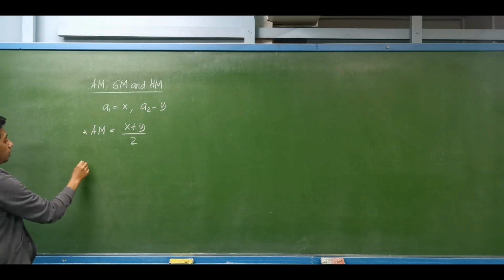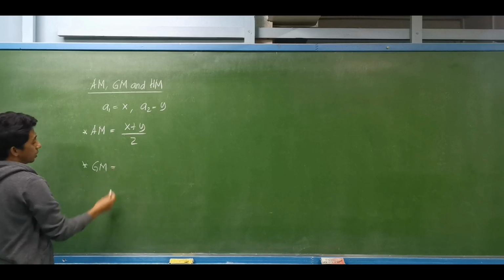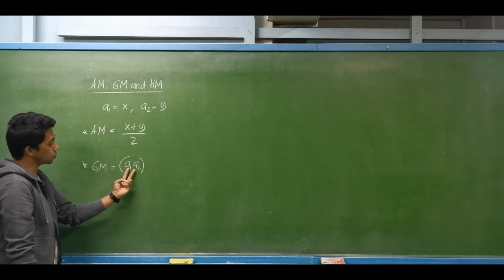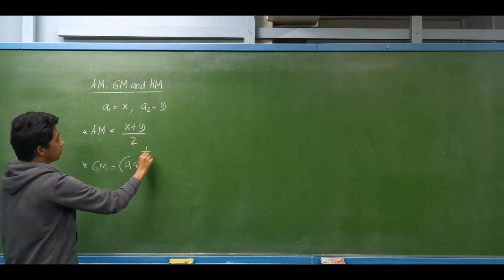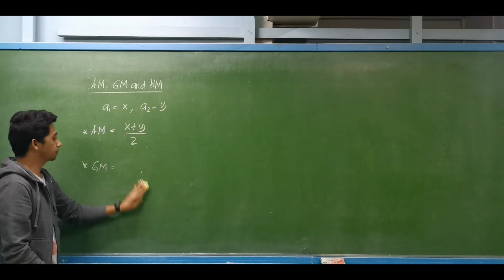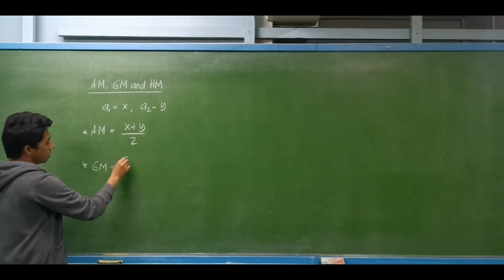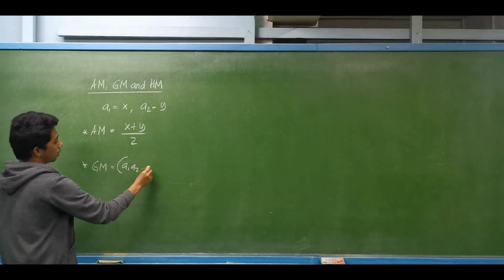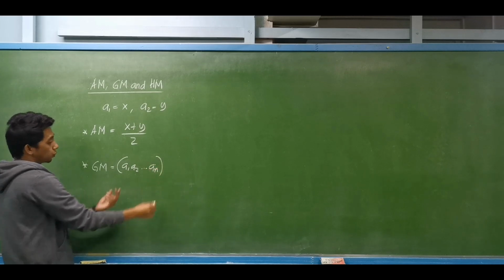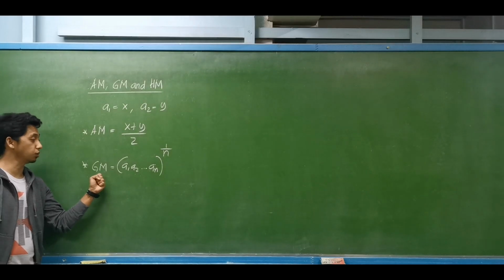So how about the geometric mean? What is the geometric mean of the first term and the second term? We have a sub 1 times a sub 2, and since we have 2 terms, this is raised to 1 over 2. What about if we have multiple terms, for example 5 terms? Generally, we have a sub 1, a sub 2, up to a sub n. We compute the product of the terms, then raise it to 1 over n. So that is for the geometric mean.